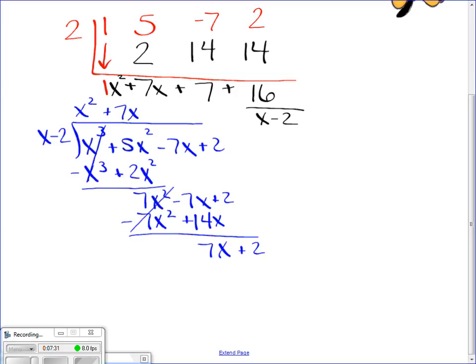What do you multiply x by to get 7x? 7 times x. 7 times negative 2 is negative 14. Change your signs. It gives me 16. My remainder is 16 over x minus 2. But can you kind of see, you start to recognize some of those similar numbers that you did with the synthetic? They start to show up right in there. No?